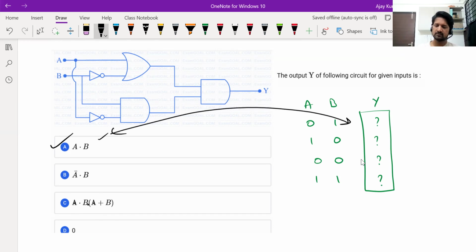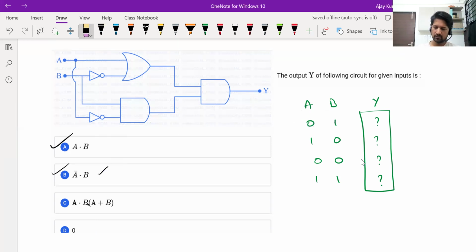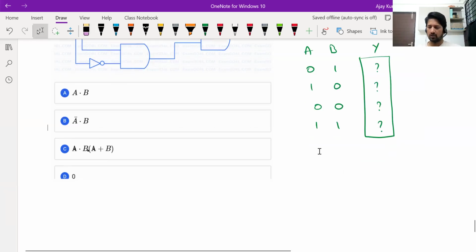If it is matching, this is the correct answer. Or A bar dot B. Write the truth table for that operation. And if it is matching with this one, then that is the correct option. That is one way to do it. But there is a better way to do it also without writing the truth table and all.